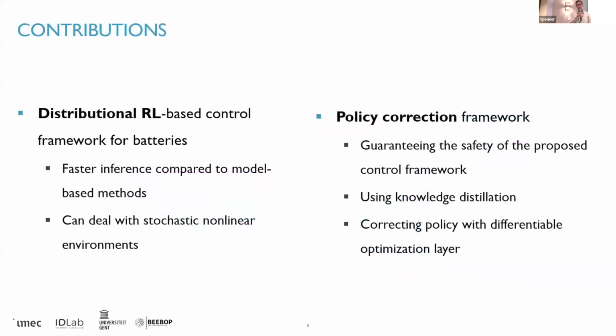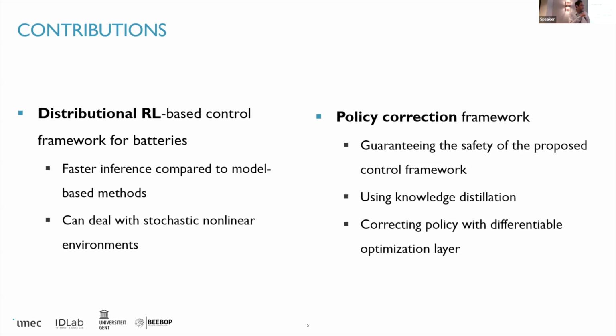To deal with these challenges, we propose a distributional RL-based control framework for batteries to do arbitrage in the imbalance settlement mechanism. We focus on RL because, first of all, it is faster in inference time compared to model-based optimization methods, where they need to solve an optimization problem and it normally takes time. Also, we can deal with stochasticity and nonlinearity in our environment by using RL.